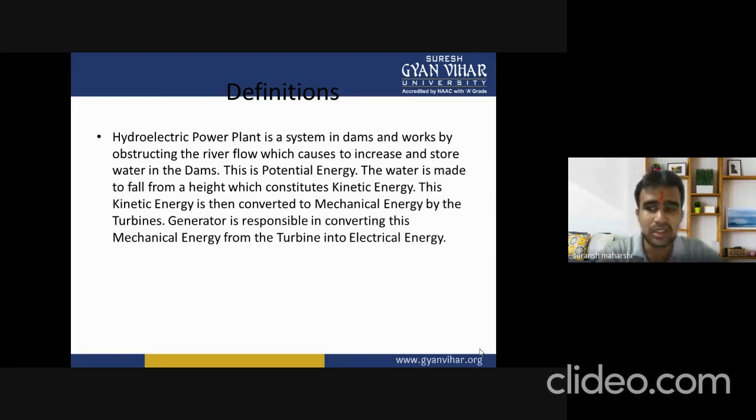Kinetic energy, which in Hindi we also call gatij urja. Then kinetic energy is a form of energy that an object or a particle has by reason of its motion. Kinetic energy is a property of a moving object or particle and depends not only on its motion but also on its mass.